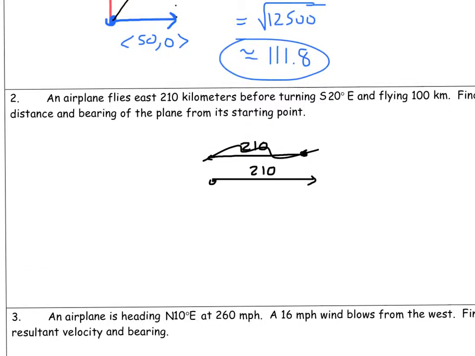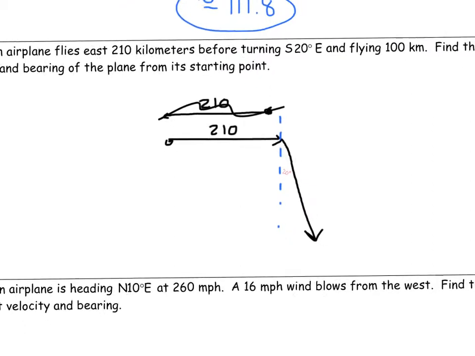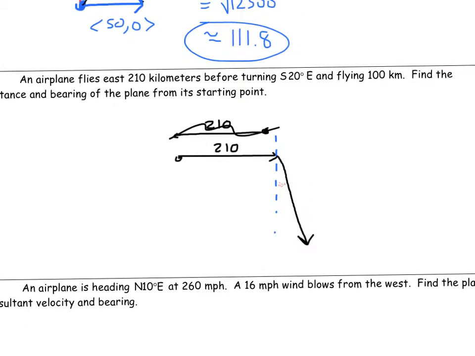All right, now it's going to turn. Now it's going to be based on the south. So here's the south bearing. And off the south, it's going to be 20 degrees. So it turns quite a bit because this angle deep inside here has to be 20 degrees, right here, like that. And that flies 100 clicks.